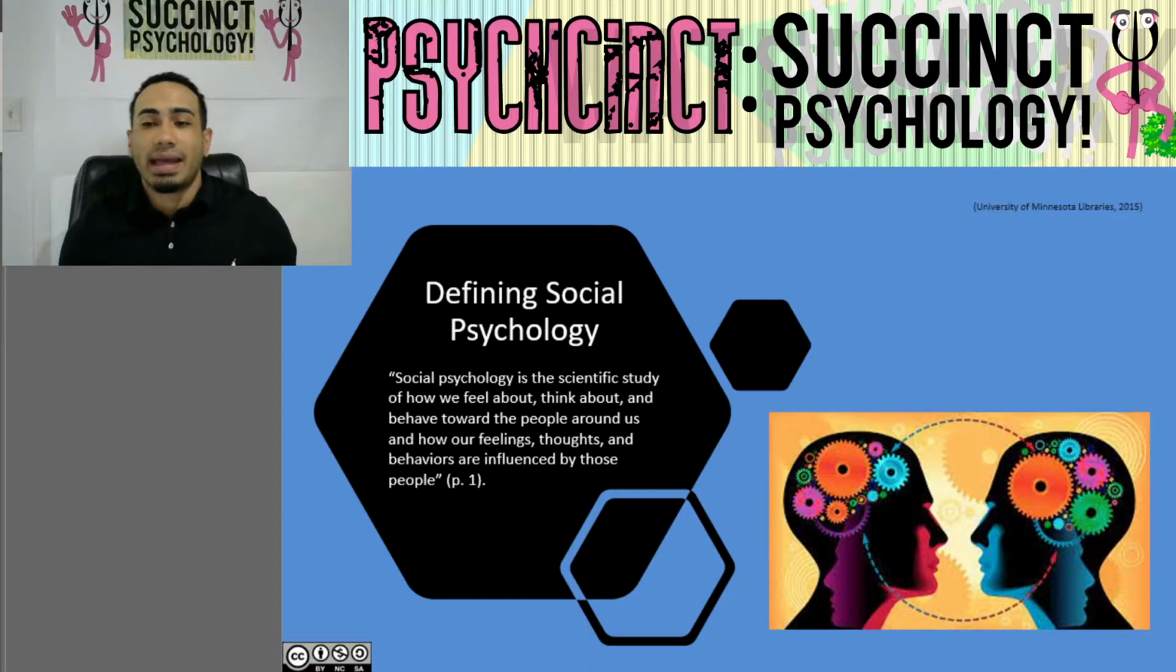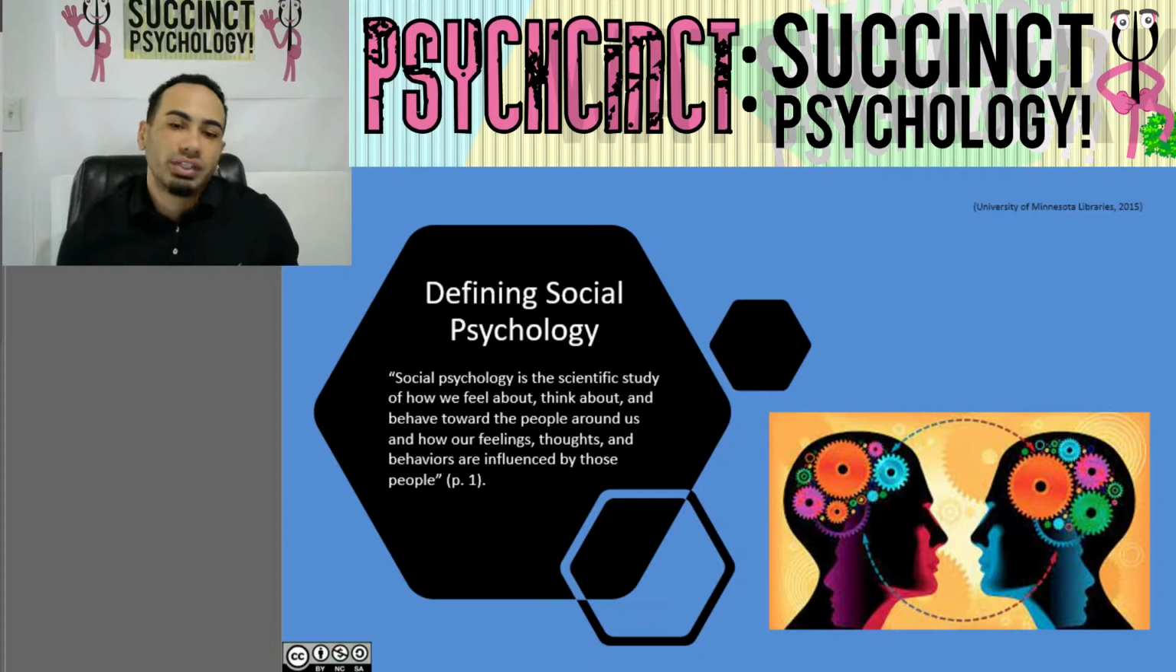Alright, so let's start at a baseline definition of what social psychology is. So the book definition we have here is: social psychology is a scientific study of how we feel about, think about, and behave toward the people around us and how our feelings, thoughts, and behaviors are influenced by those people.